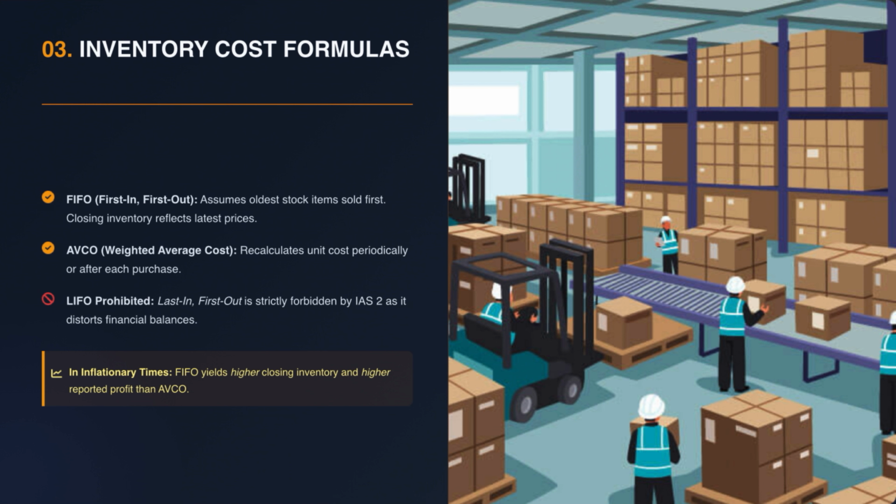Warning: LIFO, last in first out, is strictly prohibited under IAS 2 because it understates inventory values during inflation. Also keep in mind for theory questions, during periods of rising prices or inflation, FIFO produces a higher closing inventory value and a higher reported profit compared to AVCO.